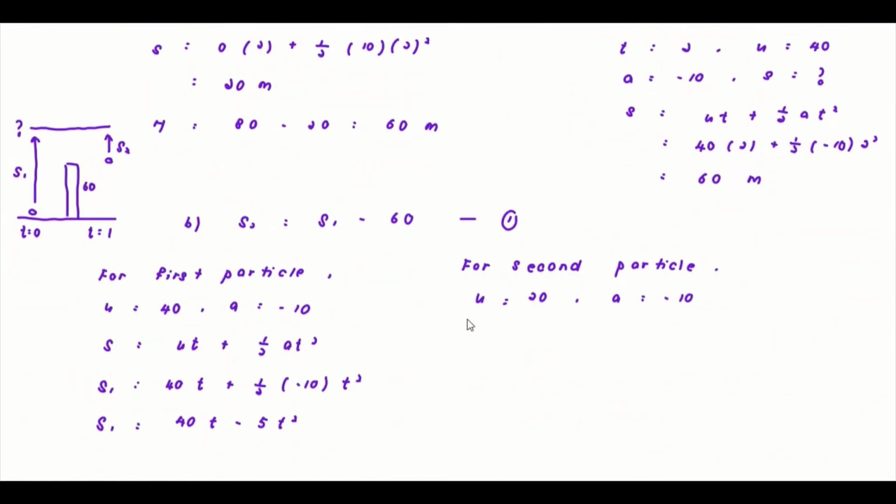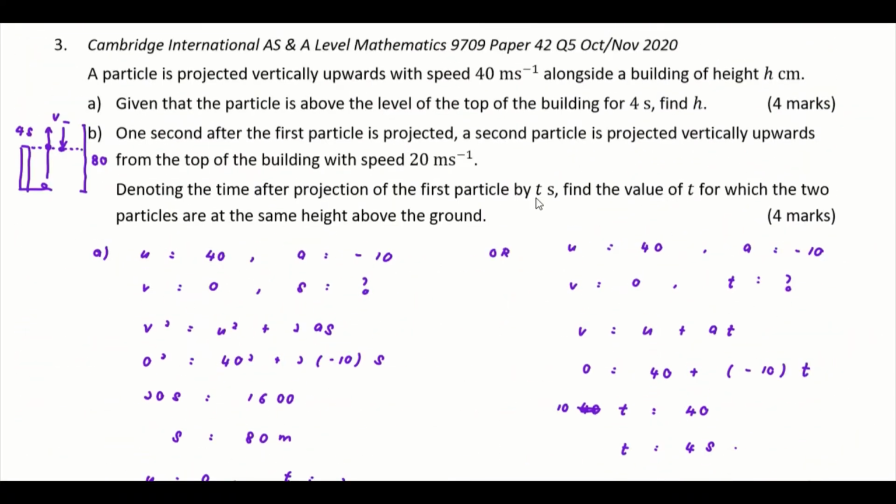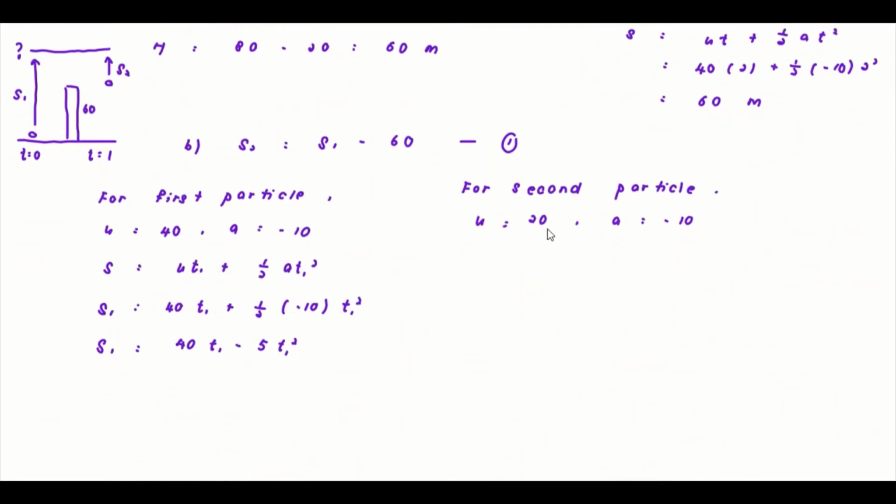So if later I were to equate the two equations together, let me write it in a clearer way. This is going to be t1. This is the t that we want to find, because the t in this question refers to the time after projection of the first particle. So for the second particle we have t2. What is the relationship between t2 and t1? You can imagine when the first particle is at t equals 1, the second particle is at t equals 0. So t2 will be 1 second less than t1. This is going to be my equation as well.